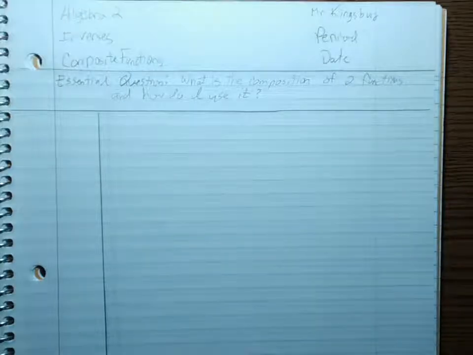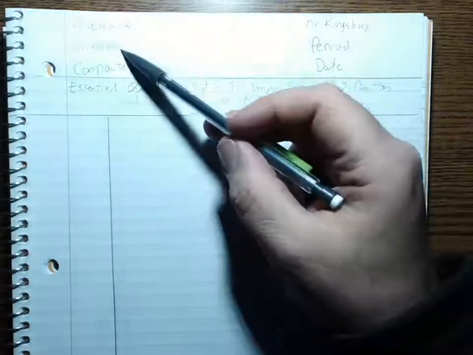All right, I'm super stoked about this particular set of notes. My name is Mr. Kingsbury. I am an Algebra 2 teacher, and currently our unit is talking about inverses.